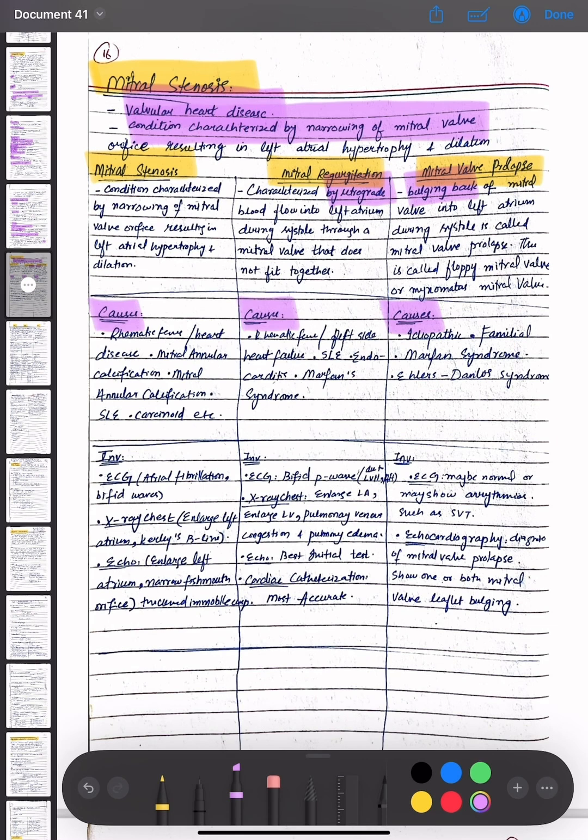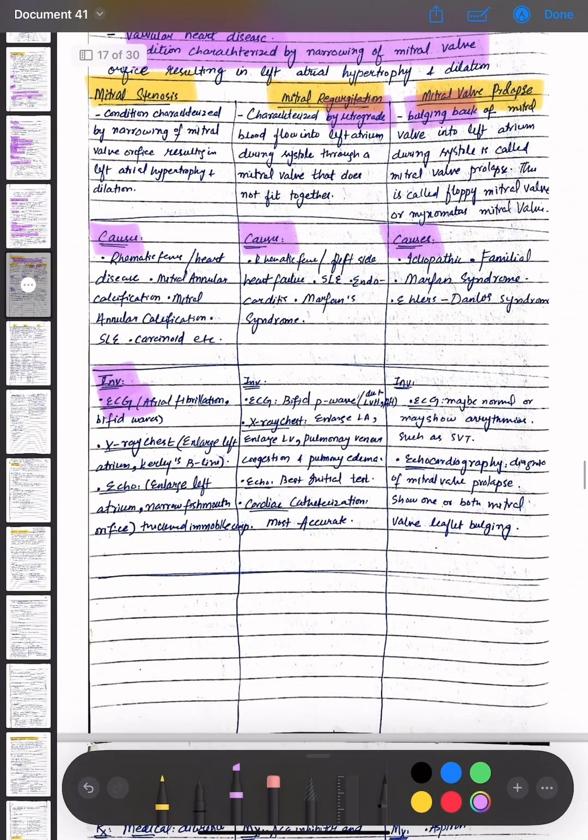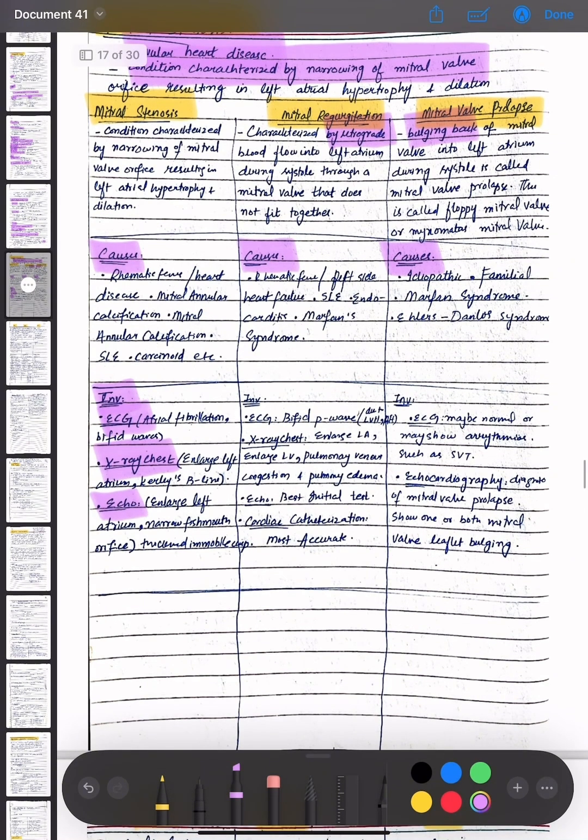The investigations for mitral stenosis are ECG, which shows atrial fibrillation and bifid P waves, then X-ray chest, that is enlarged left atrium and Kerley B lines, then echo, that is enlarged left atrium, narrow fish mouth orifice, and thickened immobile cusp. The investigations for mitral regurgitation are ECG, that is bifid P wave due to left ventricular hypertrophy. The X-ray chest shows enlarged left atrium and enlarged left ventricle, pulmonary venous congestion, and pulmonary edema. Echo is the best initial test for mitral regurgitation, and cardiac catheterization is the most accurate.